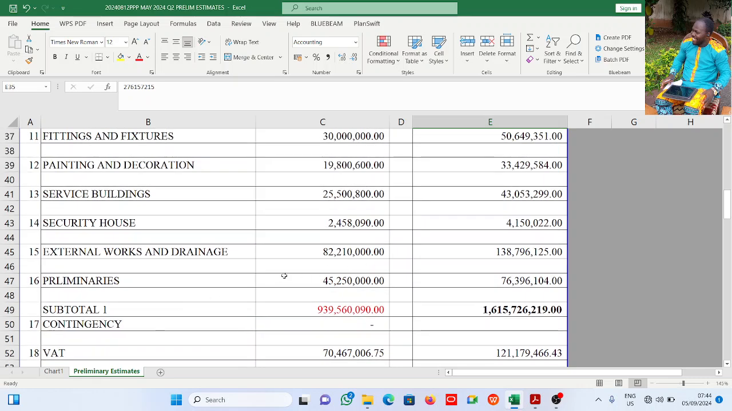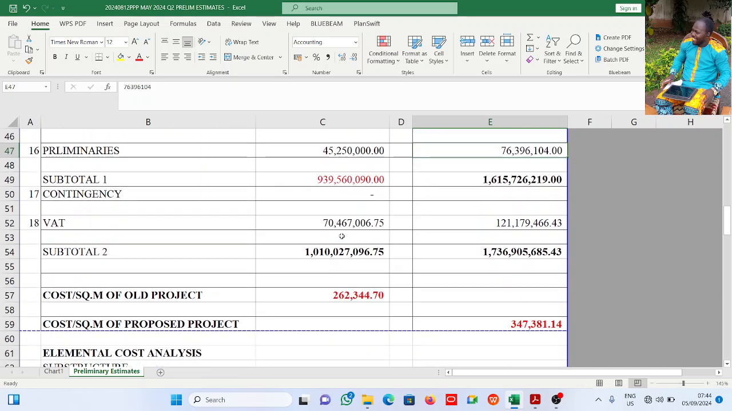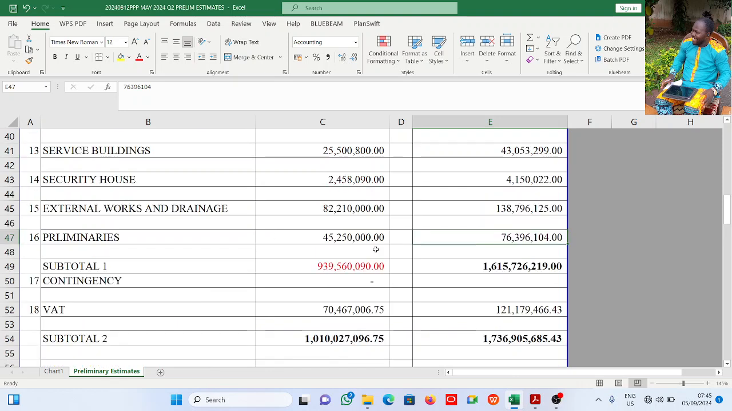Now for drainage also the same method. Now the preliminaries is this. All right, and so we have it to be 76,396,104. All right, of course the same thing is done to the preliminaries because we do not know the percentage to which preliminary was done.